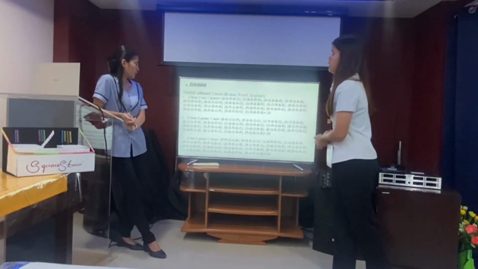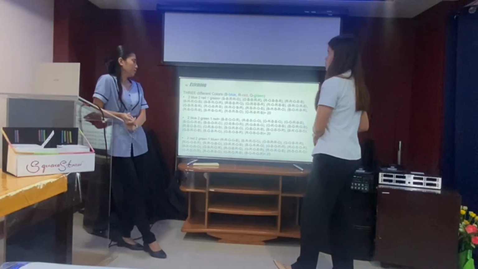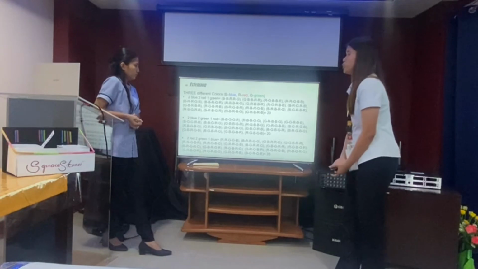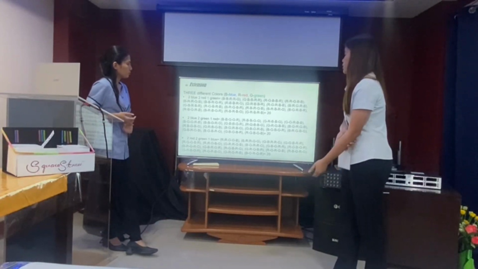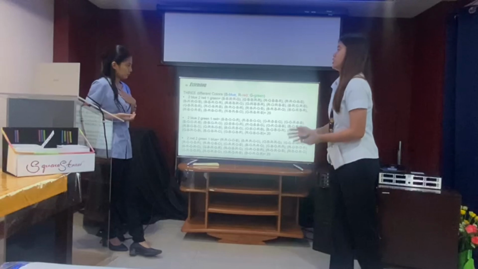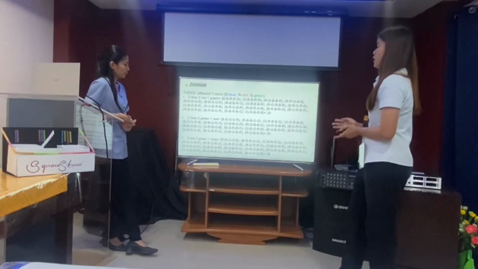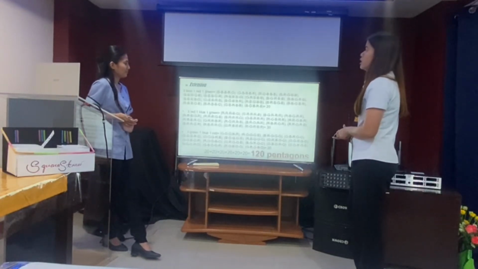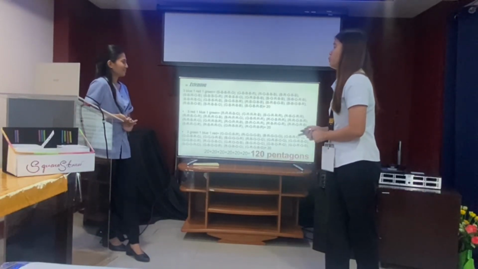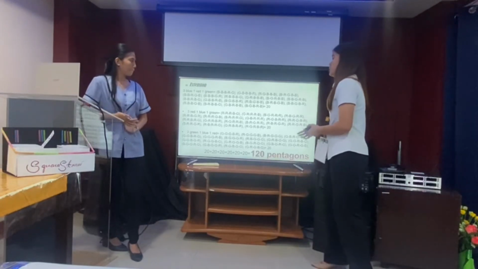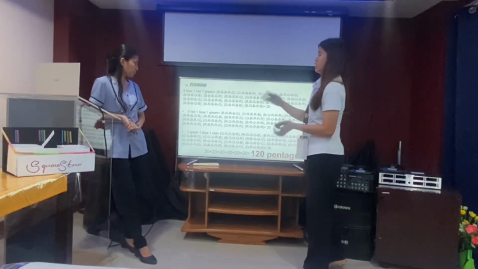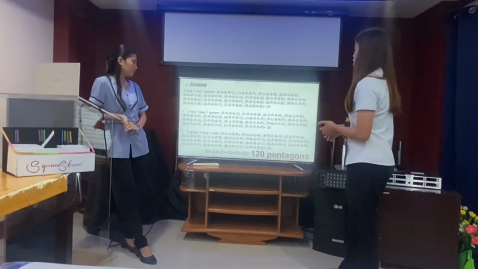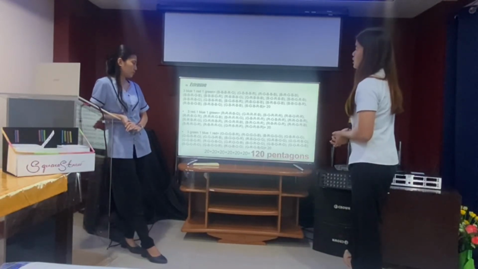Same if 3 different colors are available. We have 2 blue, 2 red, and 1 green, so we can make 20 unique pentagons. With 2 blue, 2 green, 1 red, we can also make 20 unique pentagons, and 2 red, 2 green, and 1 blue, we can also make 20. And if 3 blue, 1 red, 1 green, we can also make 20 unique pentagons. In combination of different colors, we can create 120 pentagons.